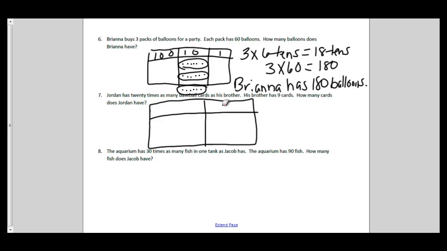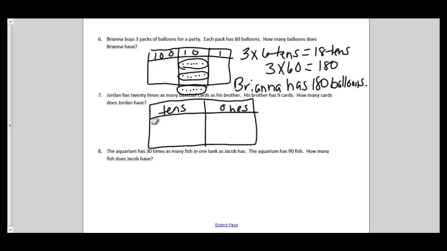I'm going to make it bigger this time. So I've got ones, tens here. And his brother has 9. And he has 20 times that many. So I could do 9 times 2 tens, which would be okay. So I think that's what I'll do. Or I could do 20 times 9, but I think that would be a little bit longer. So let's go ahead and do this.